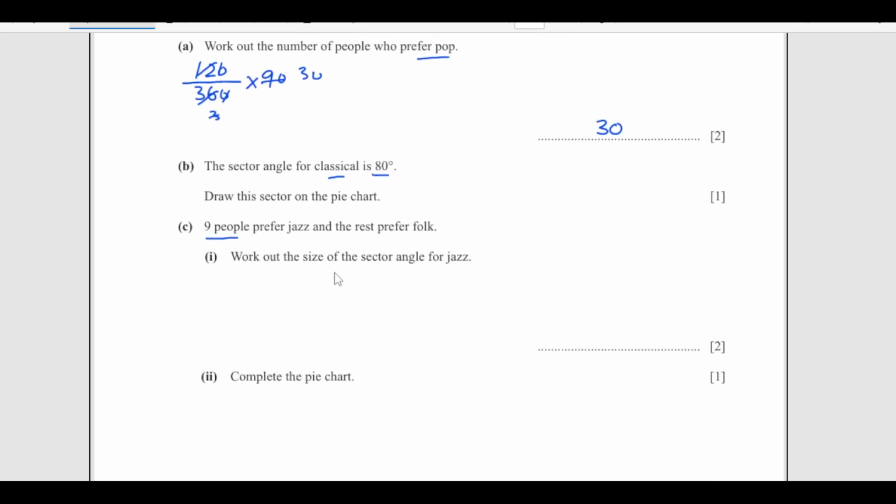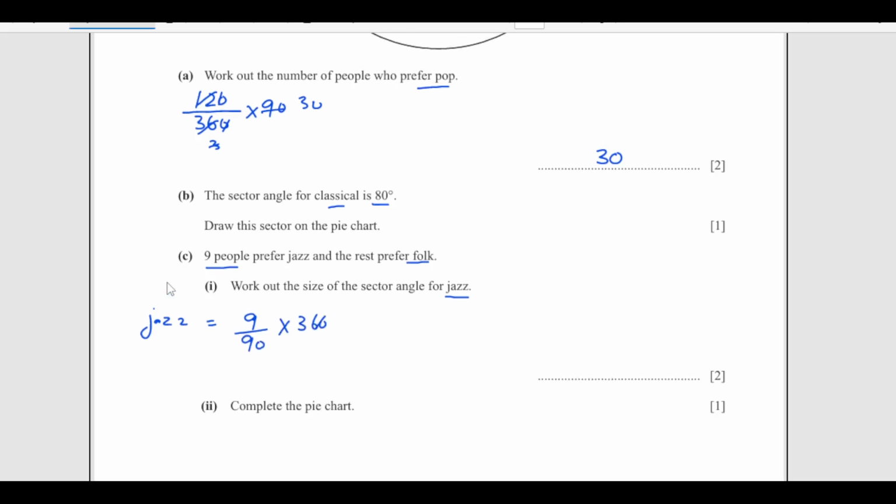9 people prefer jazz, and the rest prefer folk. Work out the size of sector angle for jazz. So for jazz, there are 9 out of how many? 90. So times 360. This 0 is gone, this is gone. So the angle is 36. So this is 36 degrees.